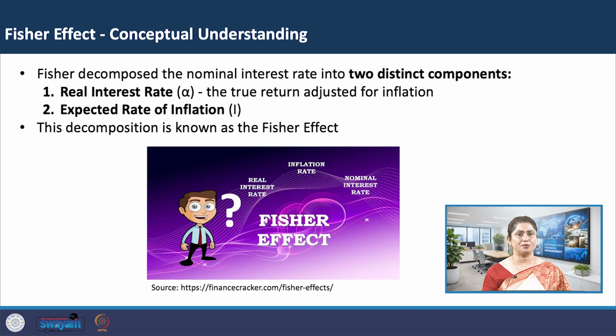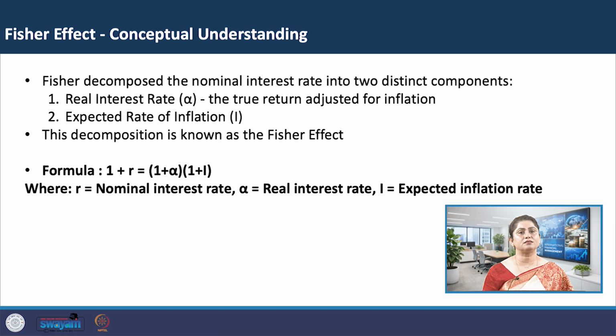The second component is the expected rate of inflation, the compensation the lender requires simply to maintain the purchasing power of the principal and interest against rising prices. The decomposition is what we call the Fisher effect. The formula is 1 plus R is equal to 1 plus alpha into 1 plus I, where R is the nominal interest rate, what you see advertised, and alpha is the real interest rate, the genuine return. I is the expected inflation rate.